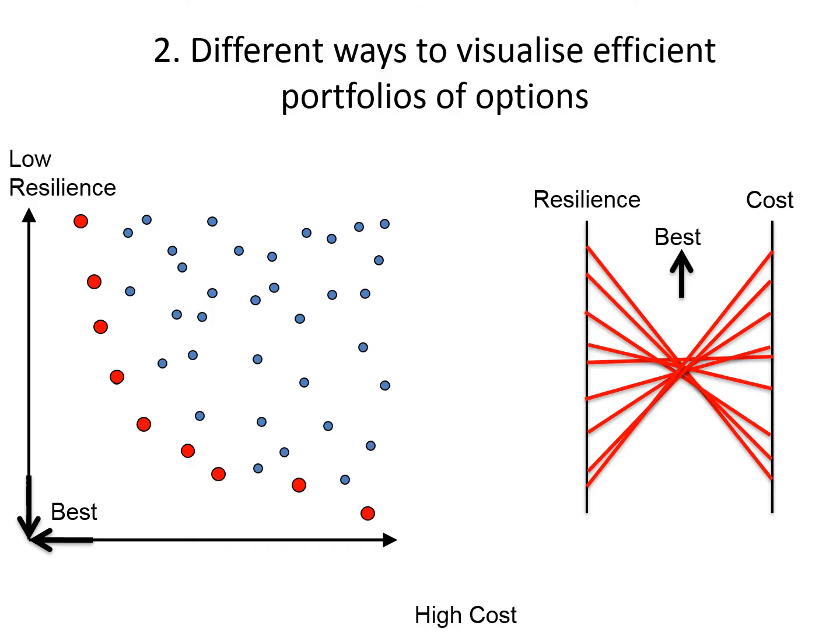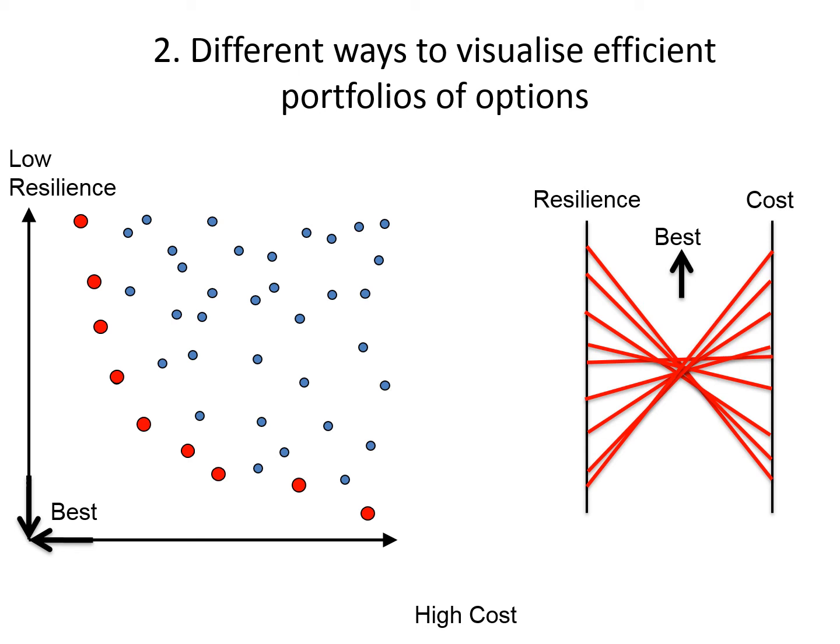This slide is the second step, which we sometimes call search. And this is looking at the results of that search in different graphical forms. On the left-hand side of the plot, you have a scatter plot, and on the right-hand side, you have a parallel axis plot. So let's start with the left-hand plot.